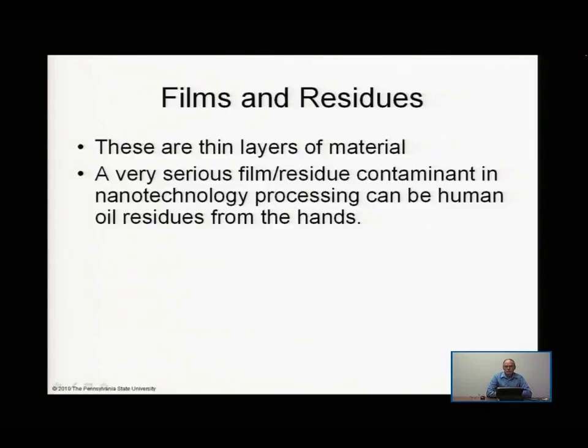Human hand oil is very difficult to remove, and if it gets on a product, it's there inadvertently, uncontrollably, and it can totally ruin production and totally ruin the fabrication of a nanoproduct. So that's an example of a source of a residue, oils from human hands. So obviously, one has to be wearing gloves when undertaking nanofabrication.